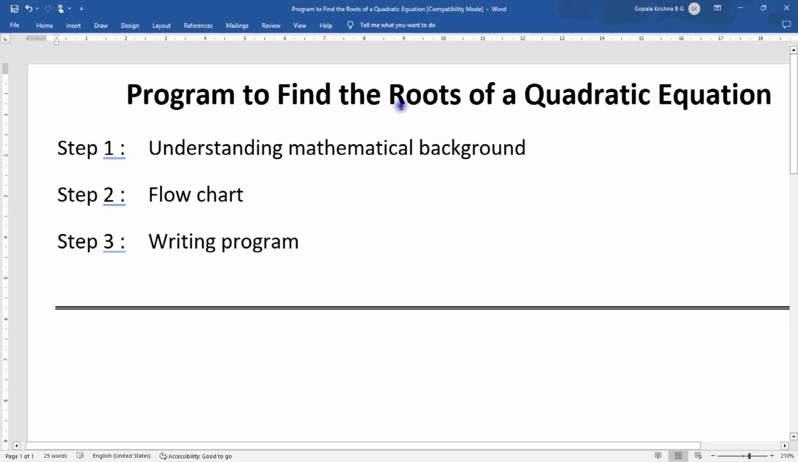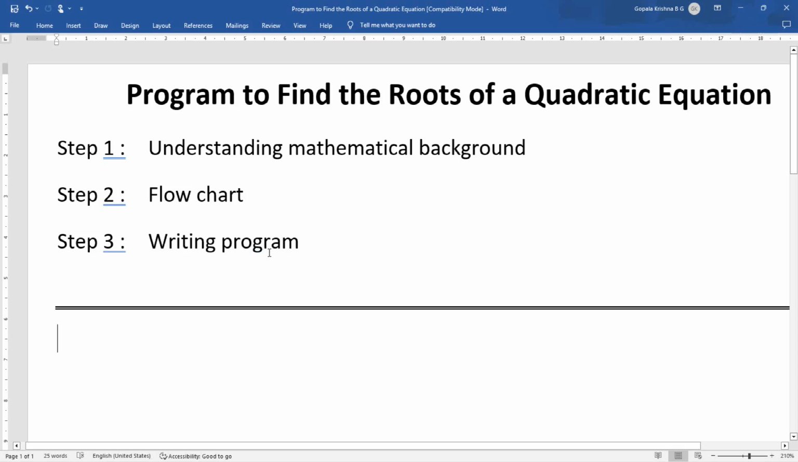This is the program to find the roots of a quadratic equation. First thing is we have to understand what is the mathematical background behind this, and we have to draw the flowchart. Finally, we can go for writing the program. Already we have understood the mathematical background behind this quadratic equation. Along with that, already we have drawn the flowchart also. Now, third and final step is writing the program.